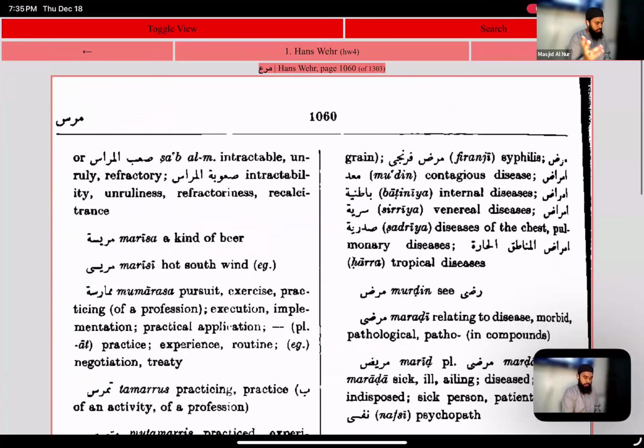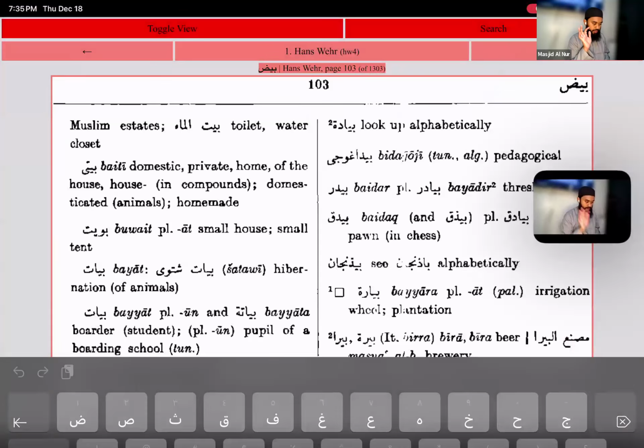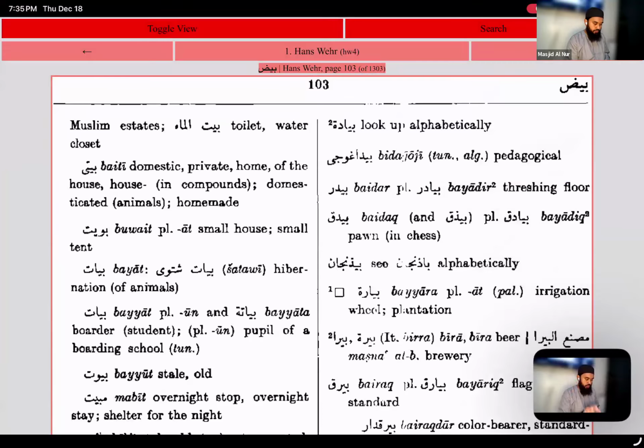Let's look for the word bayd. In the dictionary, they might have the male version, or they might have the female version. I never checked it in the Hans Wehr, maybe many years ago. Let's check it now. Ba ya da. As you can see, I punched that in the Hans Wehr app. Now let's look for it.